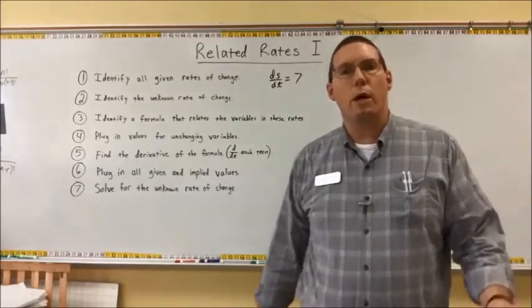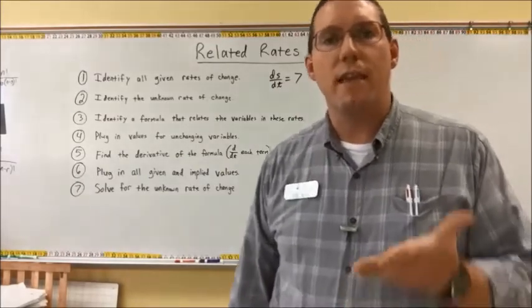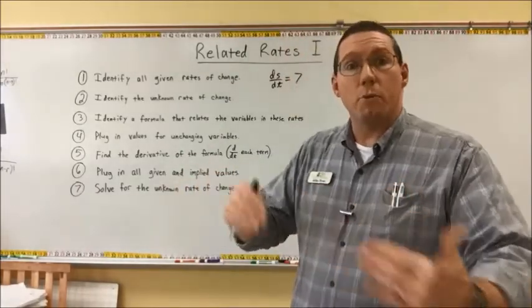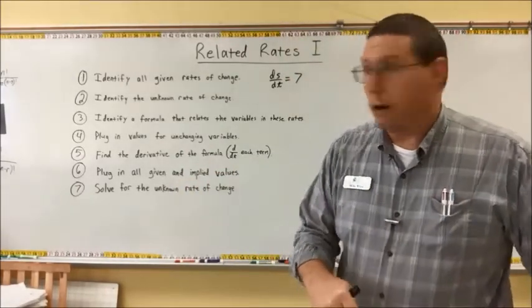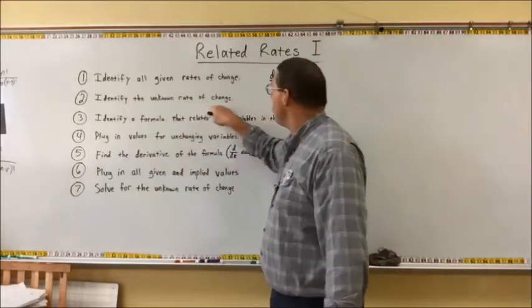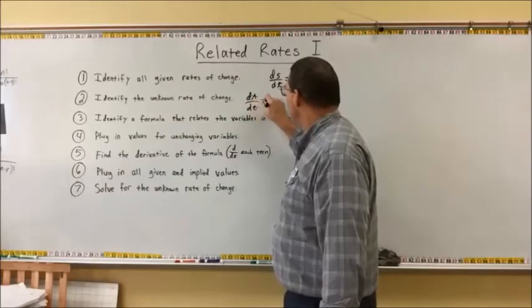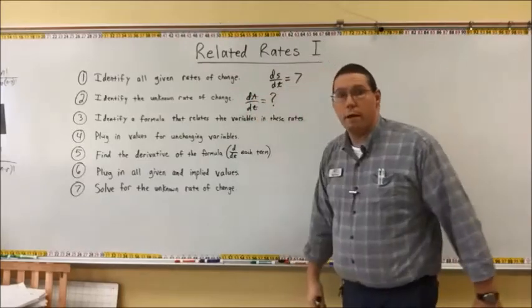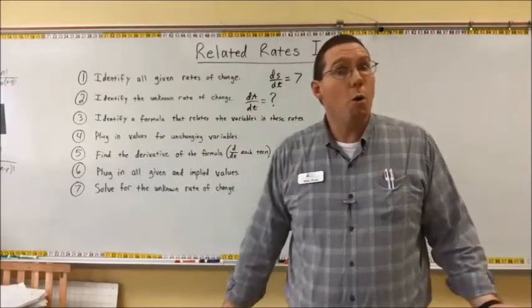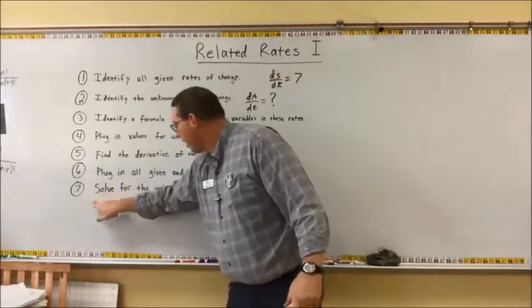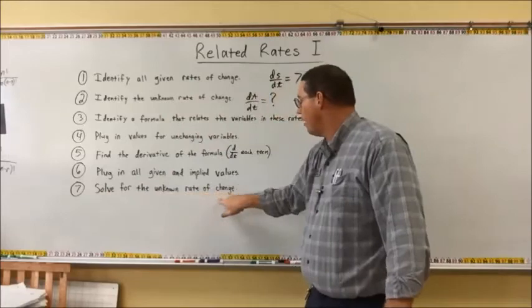And then let's say that the question is asking about the rate of change in the area of a square. Well, it's saying, what is the rate of change in the area of the square, right? Well, that would be the unknown rate of change. And we would write dA dt equals, question mark, we don't know. That's what we're trying to find out. In fact, that's what we're trying to solve for down here in step 7. Solve for the unknown rate of change.